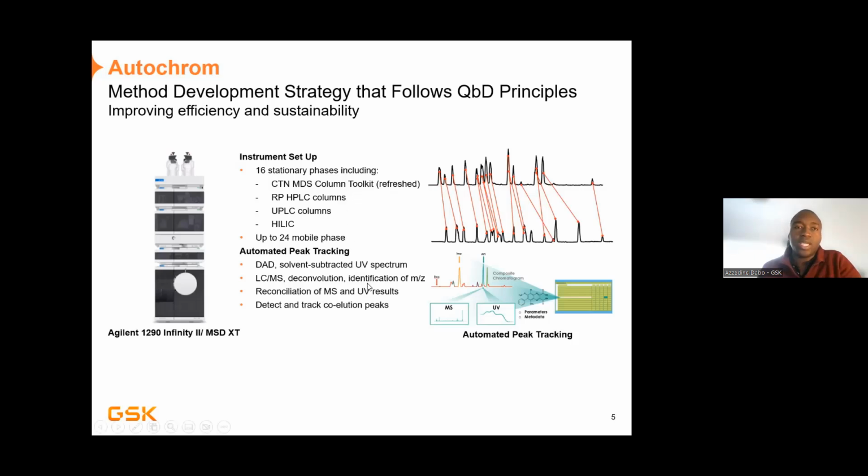One of the main primary reasons why we use this in silico modeling is that it really enables us to be more efficient at method development, but more importantly, to create shorter, more robust methods, which therefore enables us to be more sustainable going forward.